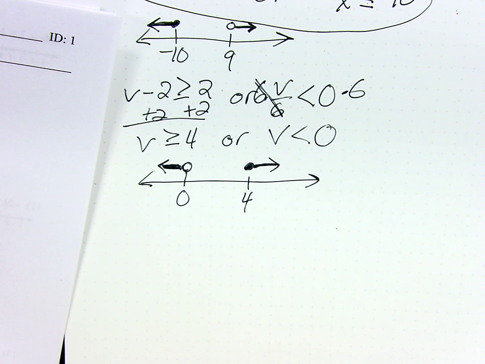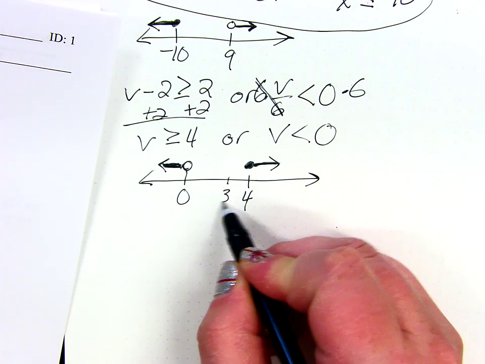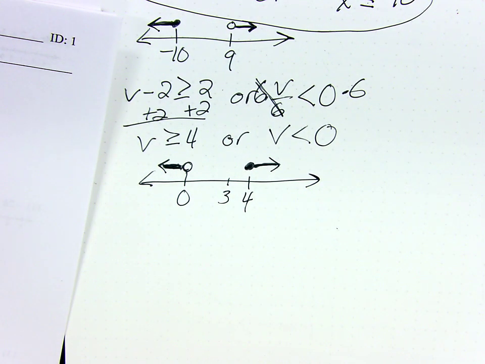If I plugged in the number 3, what should happen? What do you think would happen if I plugged in the number 3? Well, the number 3 would be right here, right? If I shaded over the number 3, is there a bar over the 3? No. That means that 3 should not work in either of my answers.